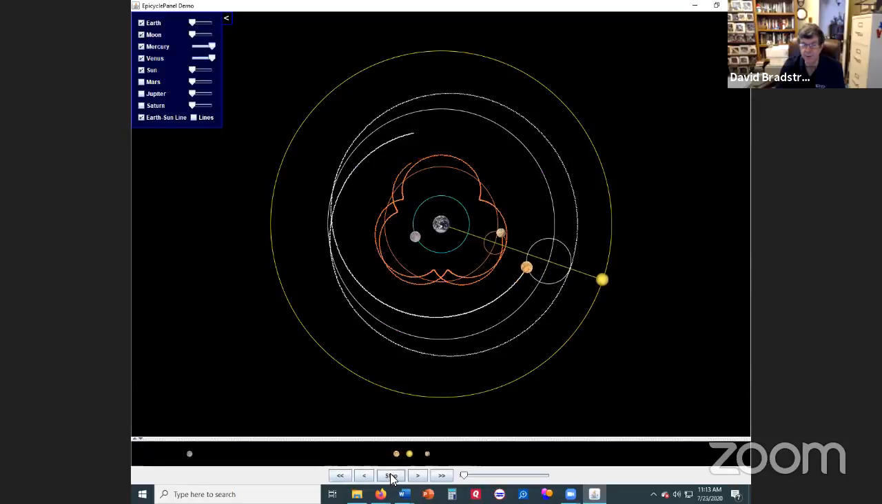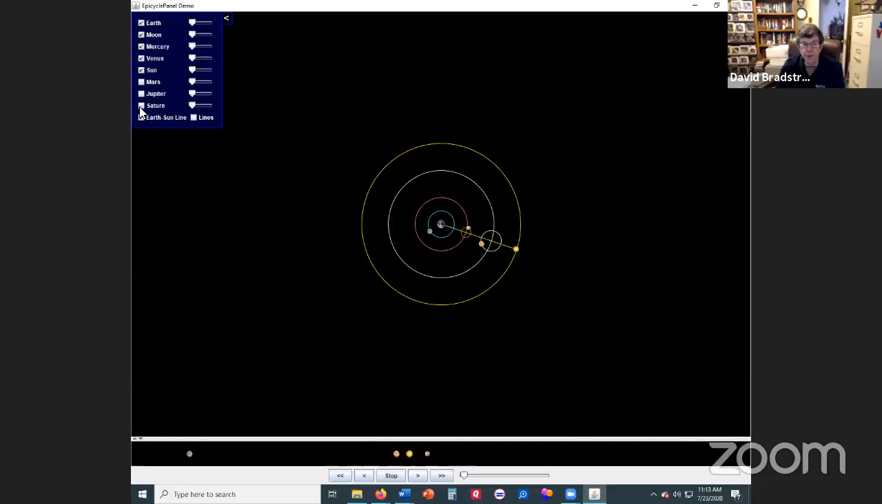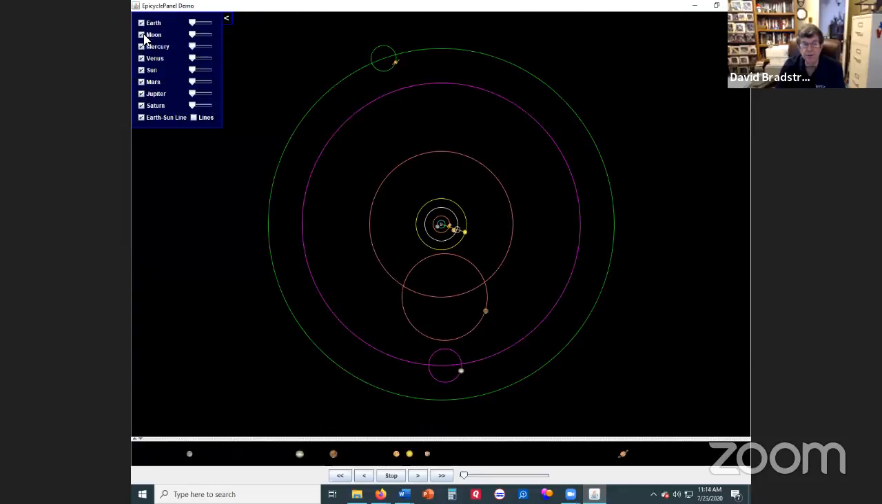So let me stop the motion. Let me take those lines out. Let's go back out and let's put on Mars, Jupiter, and Saturn. I'm actually going to turn off the moon, just so we won't get confused. Now, if I speed up the motions, we'll make them go a little bit faster.